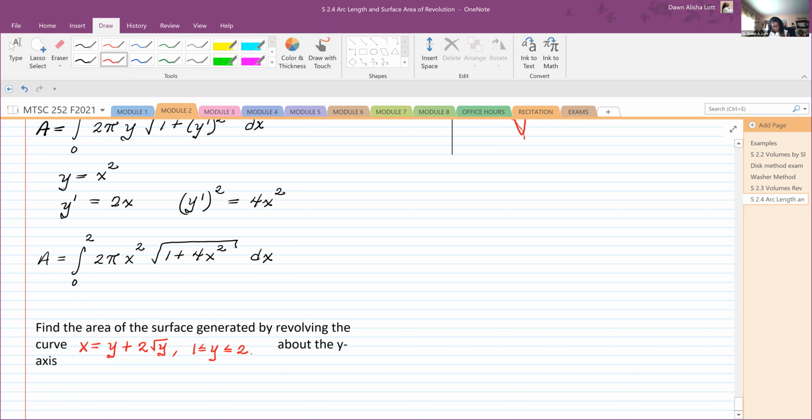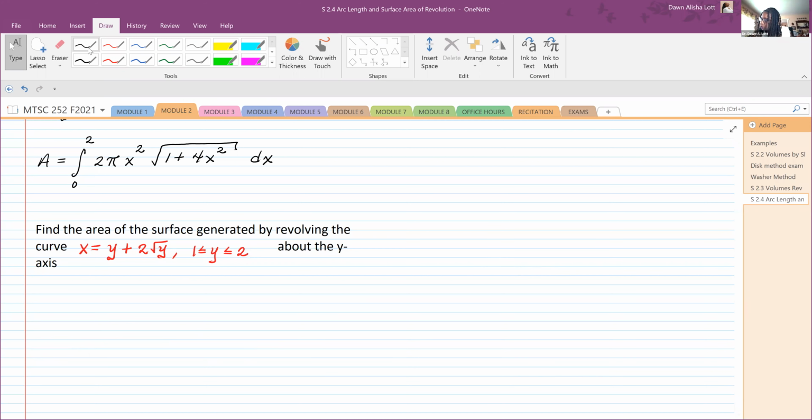Okay. All right. Any questions about trying to do that? All right, go ahead and set it up. This one's going about the y-axis, so everything is going to be a little different. The area is the integral from c to d of 2 pi x times the square root of 1 plus x prime squared dy. Okay, so that's the problem you are now working on.